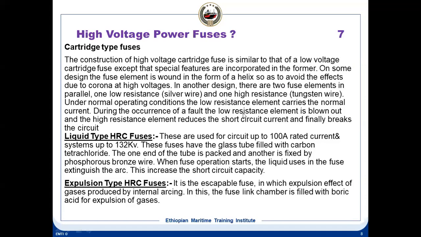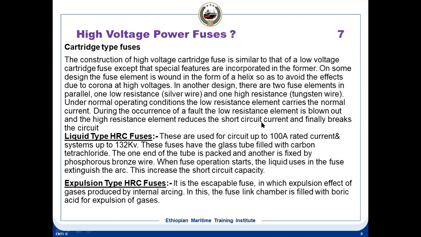Under normal conditions, the low resistance element carries the normal current. During the occurrence of a fault, suppose a short circuit takes place, the low resistance element is blown out and the high resistance element reduces the short circuit current and finally breaks down. So as soon as the short circuit takes place, the low resistance element blows off and current flows through the high resistance element, but it reduces the short circuit current. That is the advantage of it. The short circuit current is being reduced.